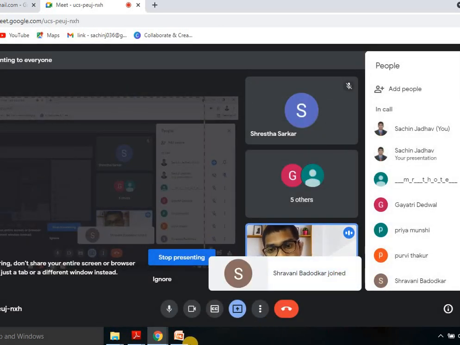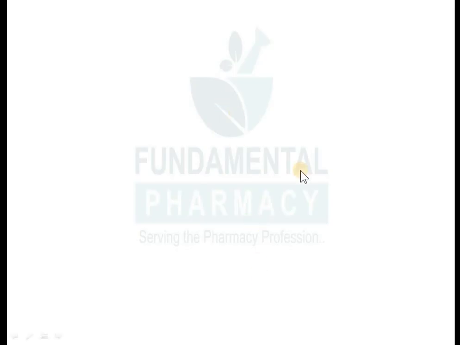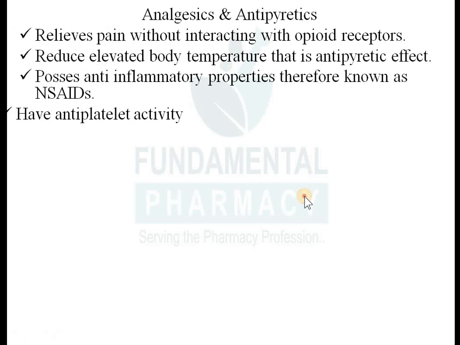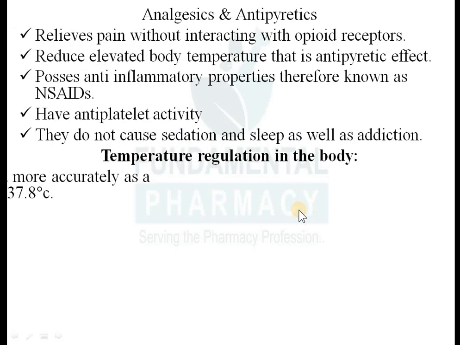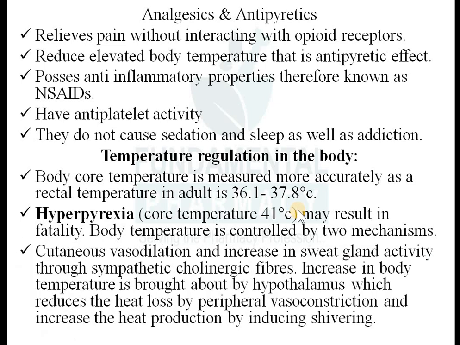How will it be increased? It will be increased by vasoconstriction. आपके पेरिफेरल ब्लड वेसल कंस्ट्रिक्ट हो जाएंगे और हीट लॉस कम हो जाएगा. अगर heat loss नहीं होगा तो means your body temperature will be increased, right? That's how your hypothalamus will increase the body temperature in response to infection and other conditions. And again, it will also increase heat production by inducing shivering.